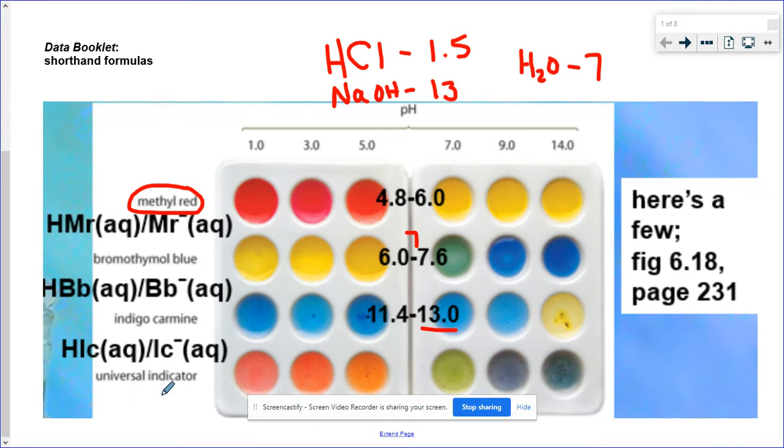Another indicator that we can use is just your universal indicator, and you probably created something like this when you were in grade 9 or 10, where you use cabbage as a universal indicator that will change color at different pHs. So that's another kind of indicator we can use. A universal indicator will change color at basically every pH point.